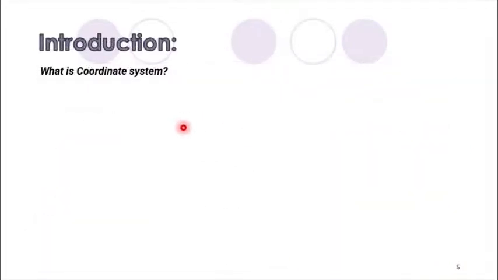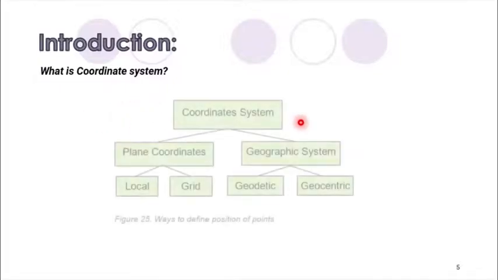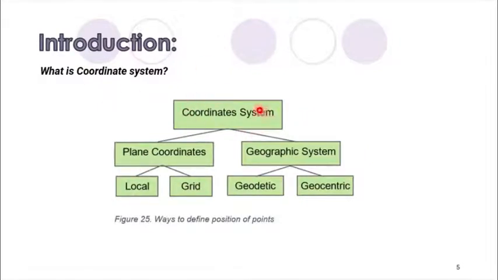So what is a coordinate system? A coordinate system is basically a way to describe the coordinates themselves, whether in X and Y or latitude and longitude. Generally, coordinate systems are categorized into plane coordinate systems or geographic coordinate systems. A plane coordinate system is one wherein the coordinates are in linear units, and a geographic system is one wherein the coordinates are in angular units.